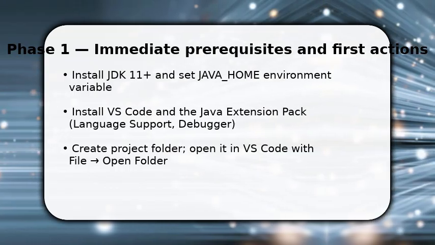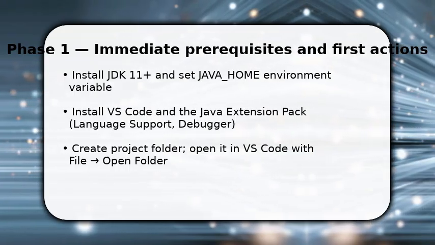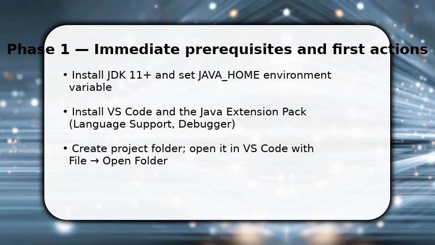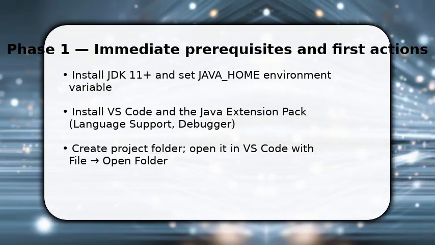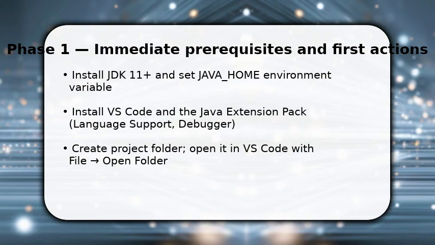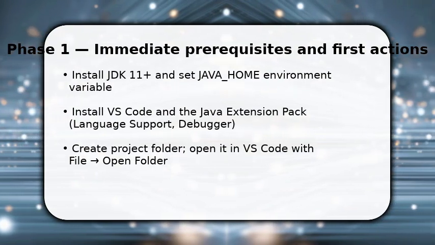Choose No Build Tools for a simple start or Maven/Gradle for dependency management. Make sure Java home points to the JDK because the extensions rely on it. This avoids later compilation surprises.